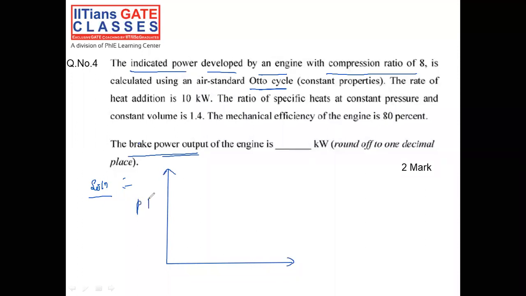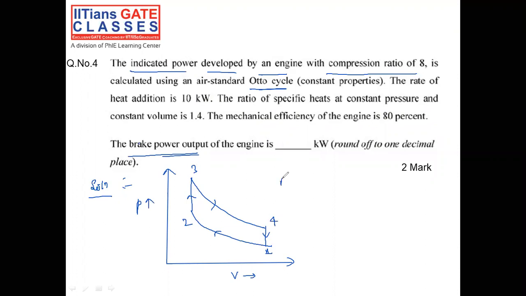Let me draw a PV diagram. Whatever PV diagram we are drawing, we call it the indicator diagram only. That is going to indicate how your cycle is going to behave. Now, one, two, three, four. We have the four processes.